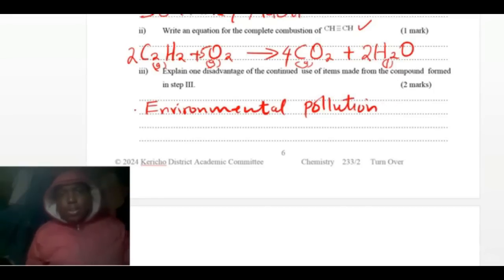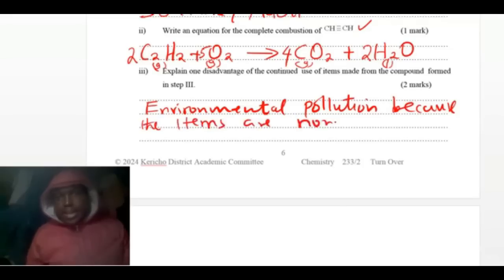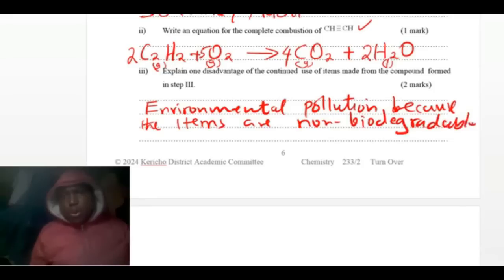They cause environmental pollution because the items are non-biodegradable. Non-biodegradable, in other words, means these items don't decompose. Therefore, they cause environmental pollution.